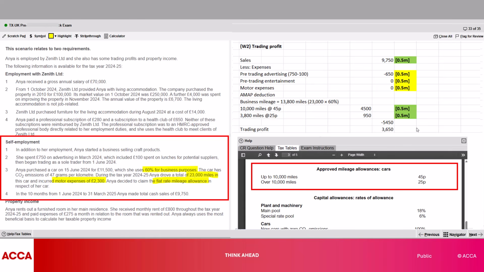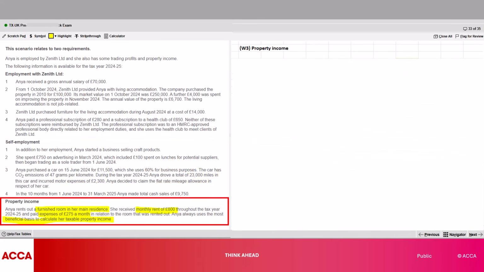And then the final type of income is the property income. And again, I've done a separate working for this. And for the property income, we've got some details about Anya renting out a room in her main residence. So this is not just normal property income, it's actually property income that will qualify as rent a room. And there is a bit of a clue because it does say that she uses the most beneficial basis to calculate her taxable property income.